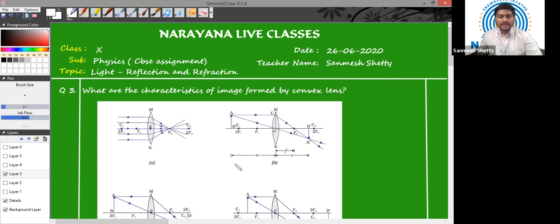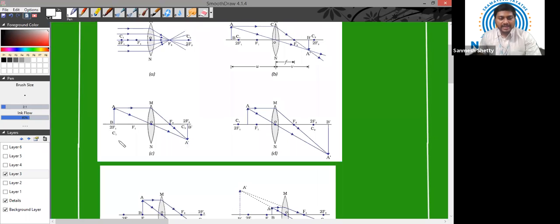If the object is exactly kept at 2f1, this point also we discussed in one of our questions, then the image will be formed exactly at 2f2, and the object and image will be of the same size. In this case also, the image is real and inverted, but of the same size. As you can see, I have moved the object a little closer to the lens, and the size of the image has increased.